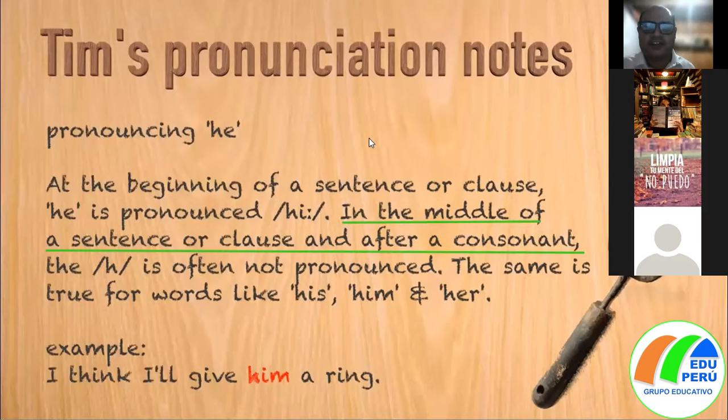The h is not pronounced. So you omit that. Giving. And you link the two parts. Giving. I'll giving a ring. And notice here that you're doing two features of connected speech: first, elision, and then linking.